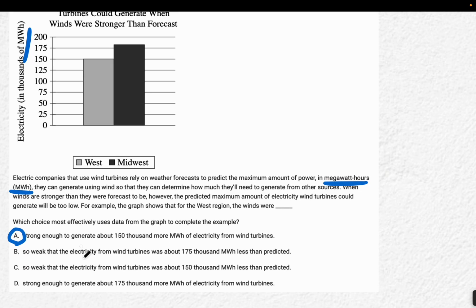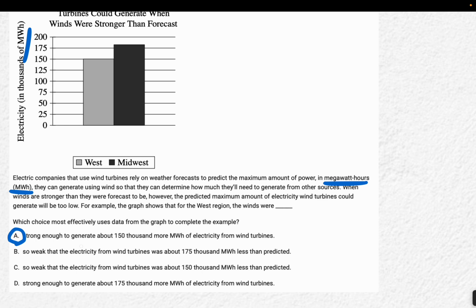Choice B is incorrect because it does not complete the example. The graph shows the amount of electricity that the wind turbines generated. The west part is greater than 0, so it generated more than predicted amount. Choice C is also incorrect because it does not complete the example. The graph shows the additional amount of electricity that the wind turbines generated. The west bar is greater than 0, so the west generated more than predicted amount.